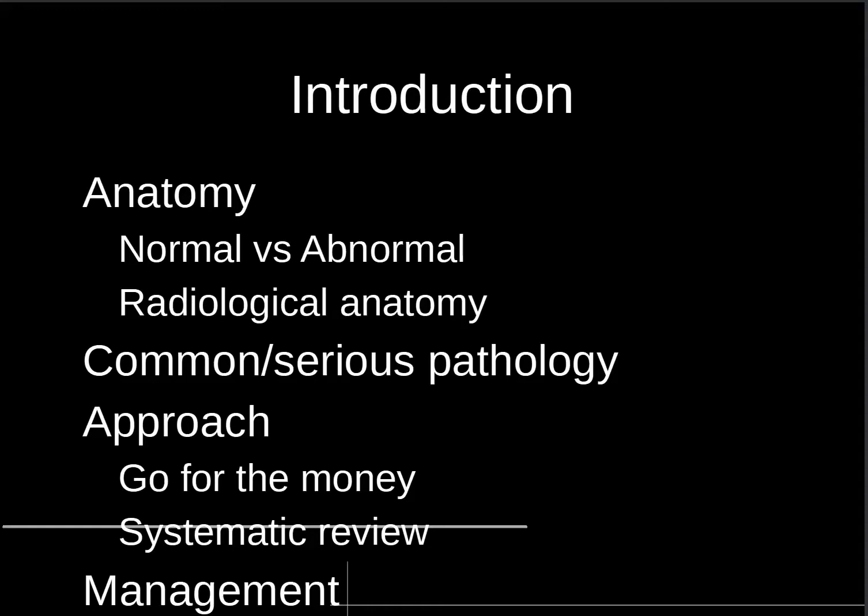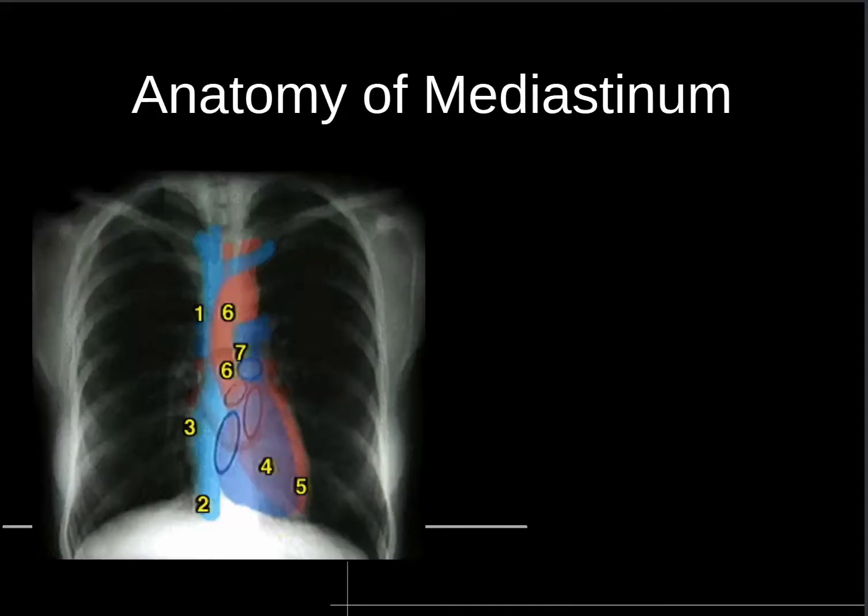Now, this can be seen as an approach when it comes to an exam, where you go for the money, make the diagnosis, or if you're having trouble making the diagnosis, you can use the systematic review and go through each anatomical structure, trying to identify the abnormality. And of course, imaging will direct management. So that's why we do these things, because they direct management, and we'll talk a bit about management. We'll start with a quiz.